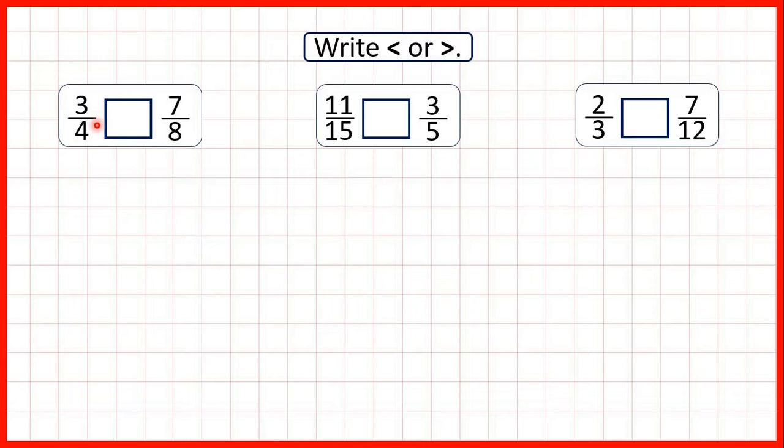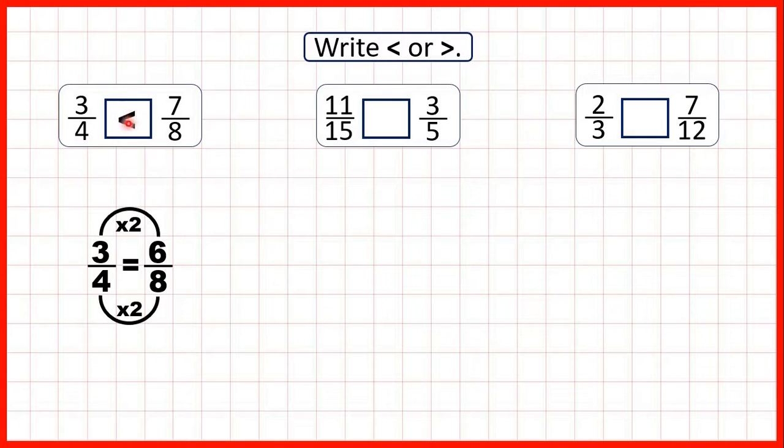First, we have 3/4 and 7/8. Now 8 is in the 4 times table, so we can find a fraction equivalent to 3/4, which has a denominator of 8. Remember, we use multiplication or division to find equivalent fractions, and 4 times 2 is 8. What we do to the denominator, we need to do to the numerator as well, and 3 times 2 is 6. So, because we know that 3/4 is equivalent to 6/8, we know that it must be less than 7/8.